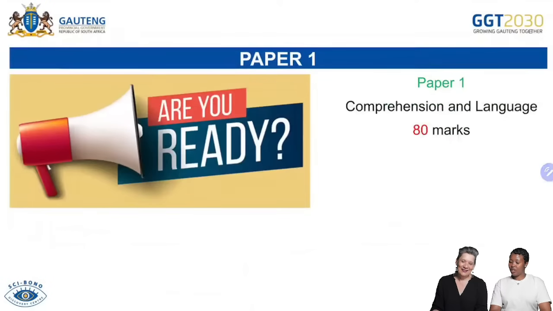Comprehension and language, this is 80 marks, and it takes about 2 hours, grade 12. You are encouraged to make sure that you utilize the time to the best of your ability. There is no point in finishing before 2 hours, but make sure that you at least make use of every minute.